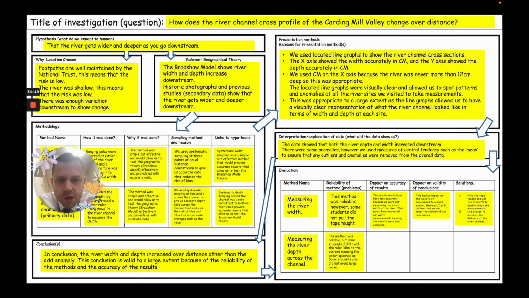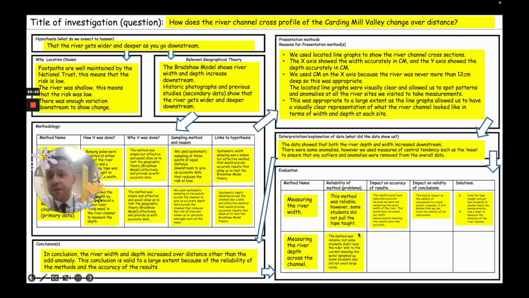Right, measuring the river depth across the channel. So, problems. I think this was reliable, but some students didn't hold the ruler slim to the current. So if you imagine the water's going down there, some kids were holding it like that. So the water would end up going up the ruler. It would be coming from this way, it would be going up. So rather than measuring the depth, we were measuring the depth plus a bit of splashback.